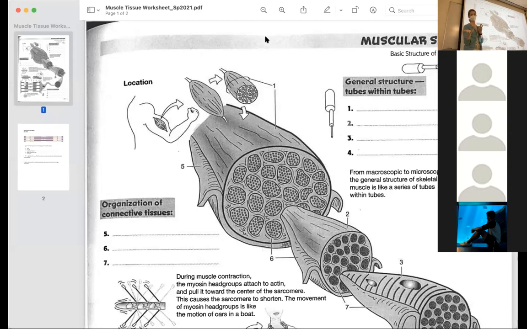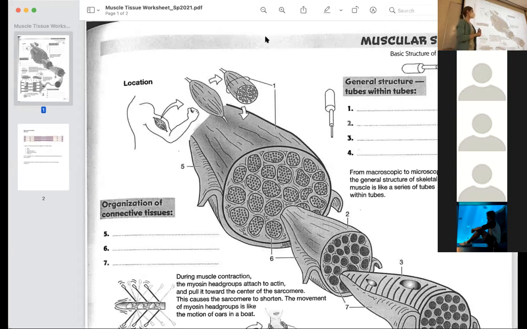You guys on Zoom can chime in too if you want. What's the overall called? Muscle. Yes, I hope everyone got that. Okay, that is a muscle. So when we're talking about a muscle, we're talking about the organ. It's a whole bunch of muscle cells put together.